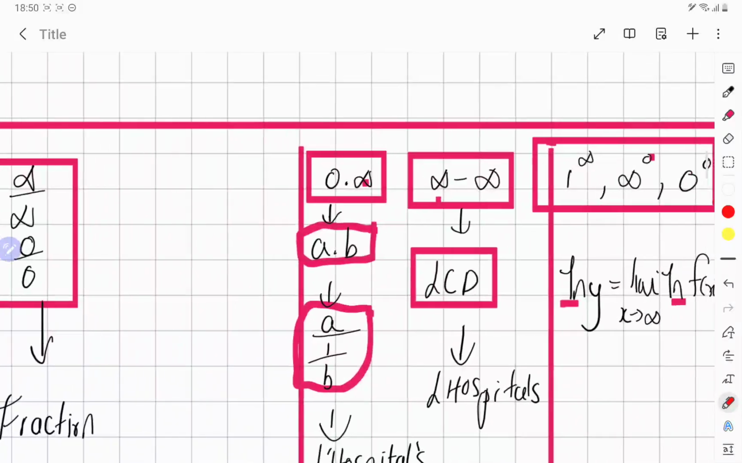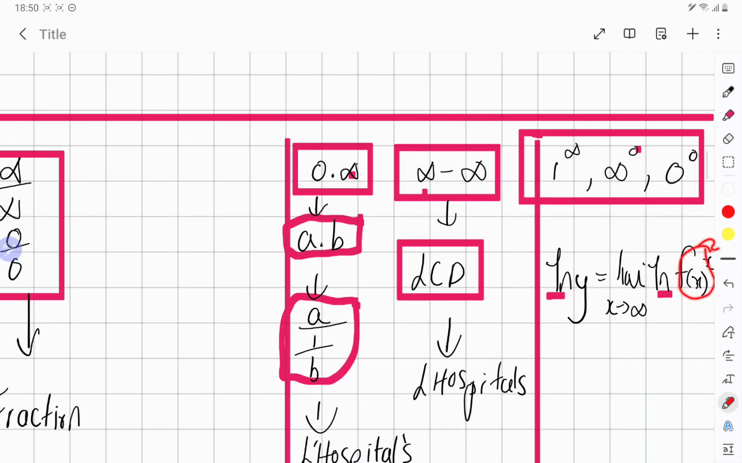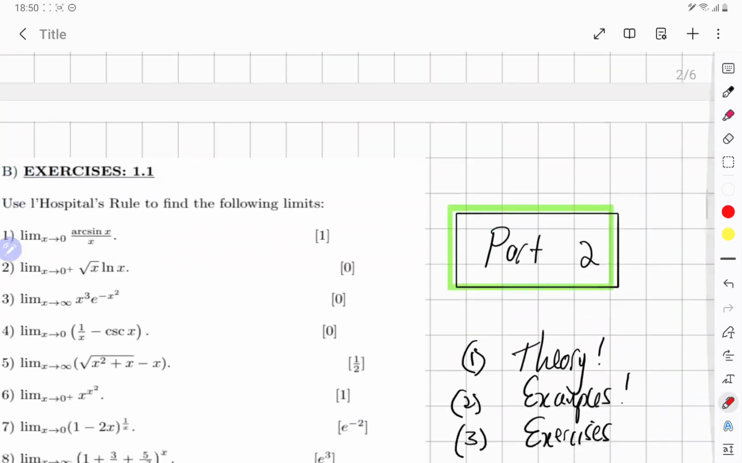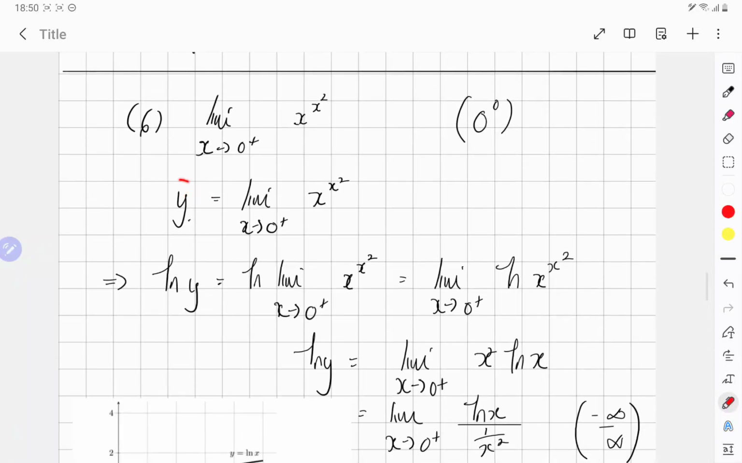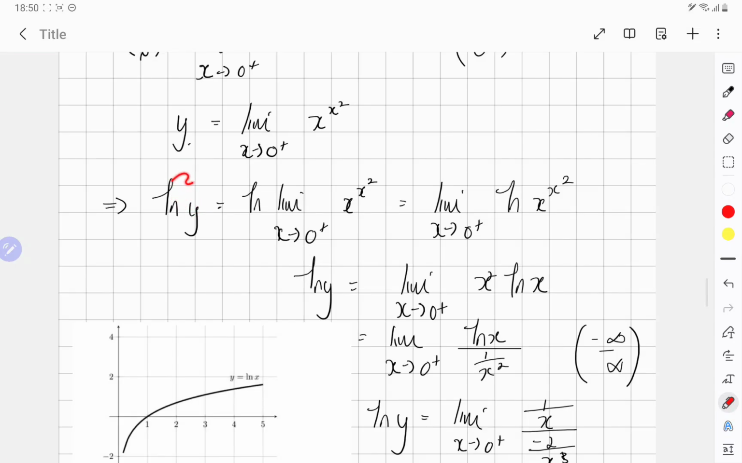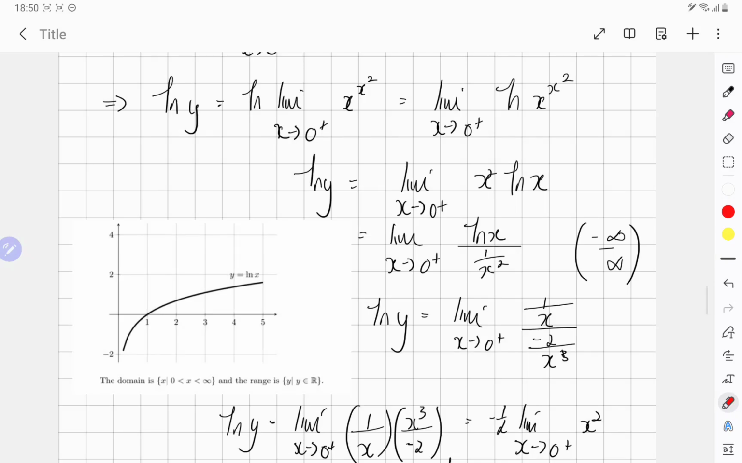What did I say? That whenever you get the exponential indeterminate forms, you will say y equals your function, but you will ln both sides. What did I do here? First I said y is equal to my function. Next I ln both sides. What did I do? Ln of a limit, limit of ln. So I can bring that in.